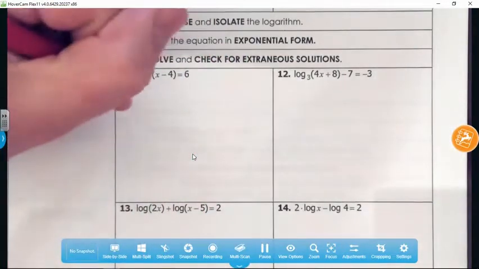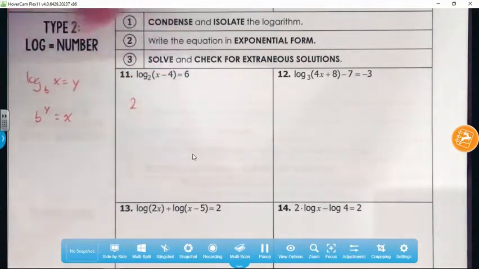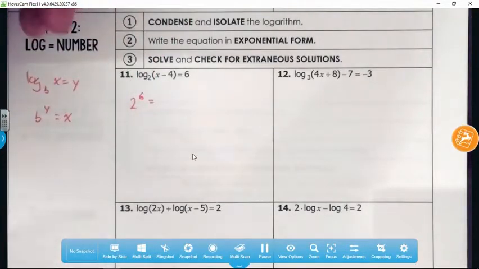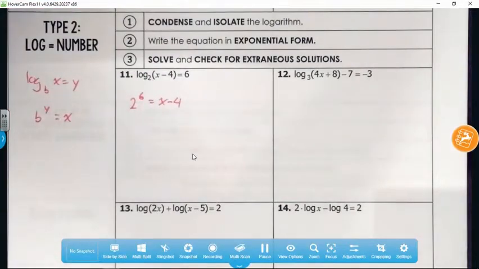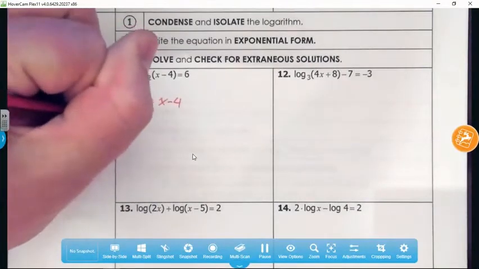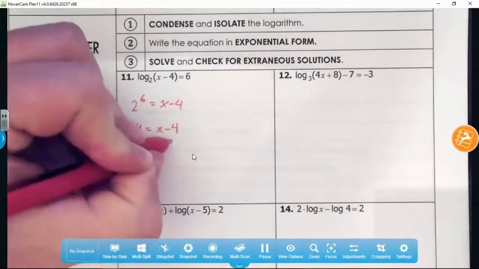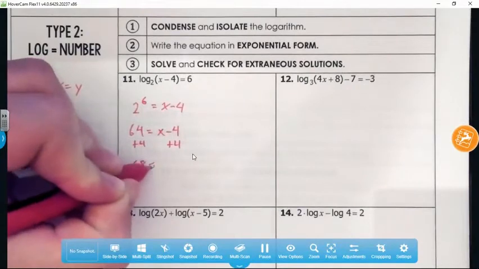So the base of the log, 2, is equal to what? 6. So I'm going to raise it to the 6th power, is equal to x minus 4. So 2 to the 6th power is 64, is equal to x minus 4. Add 4 to both sides, and we get 68 is equal to x.